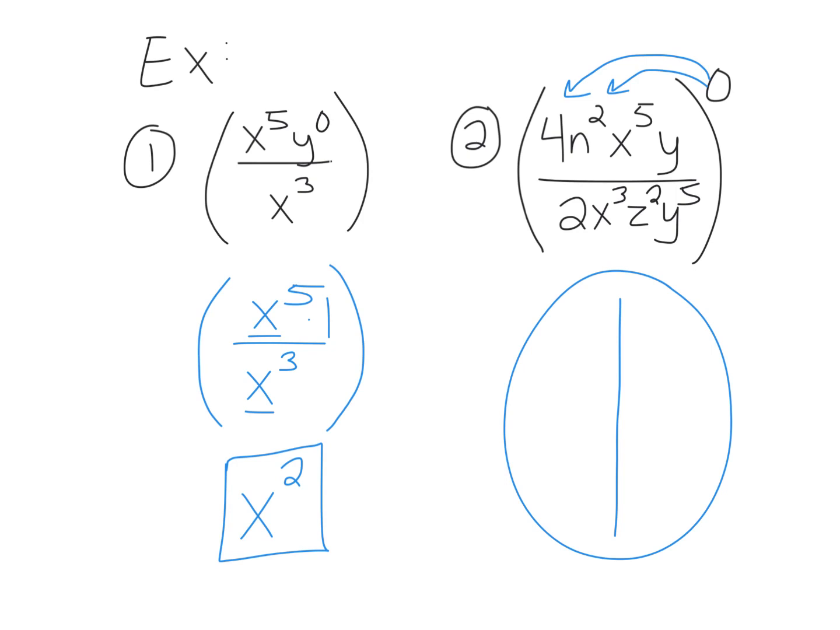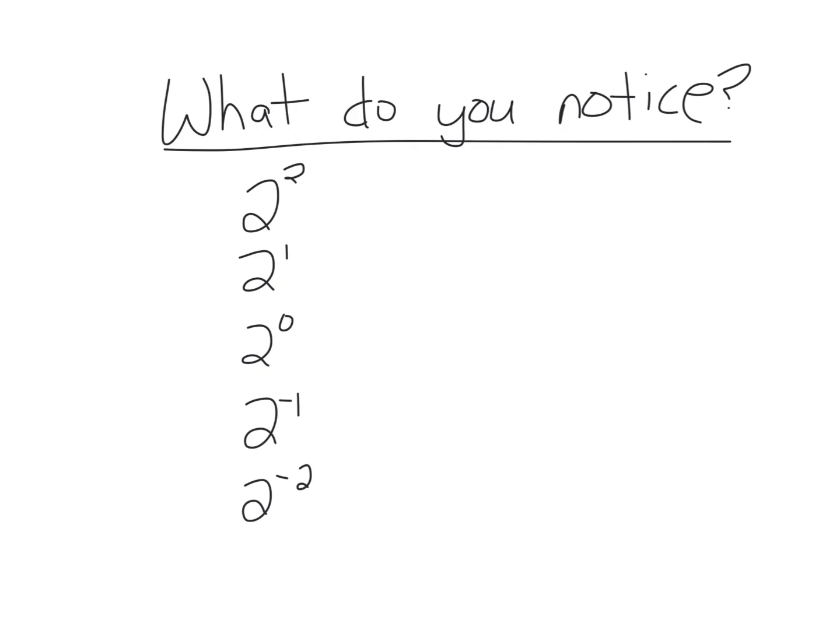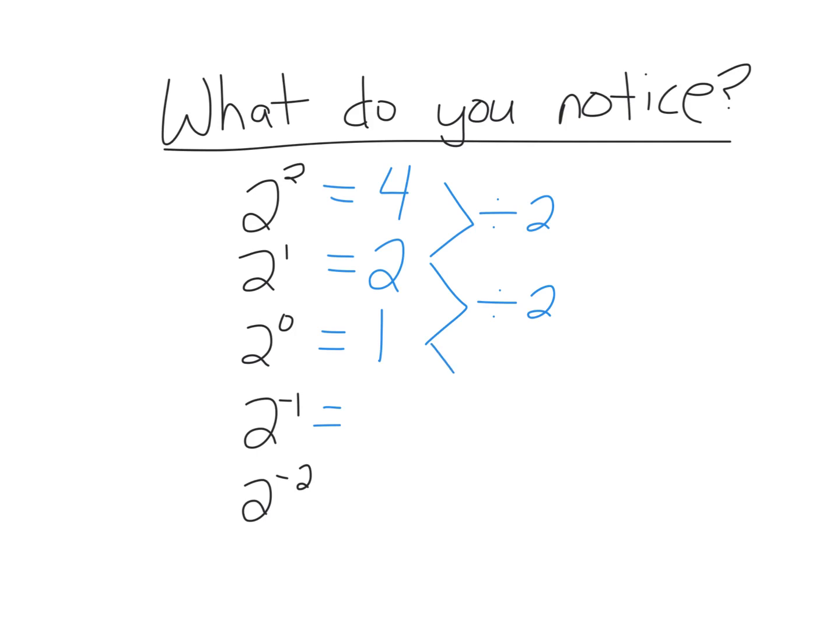There's one more thing we have to talk about. And it's another what do you notice? So what's 2 to the second power? 4. 2 to the first? 2. 2 to the 0? So we said every time what's happening? We're dividing by 2. So how do you think we get 2 to the negative 1? Divide by 2. So what's 1 divided by 2? 0.5, which is 1/2. Okay? So what do you think 2 to the negative 2 is? So 1/4.